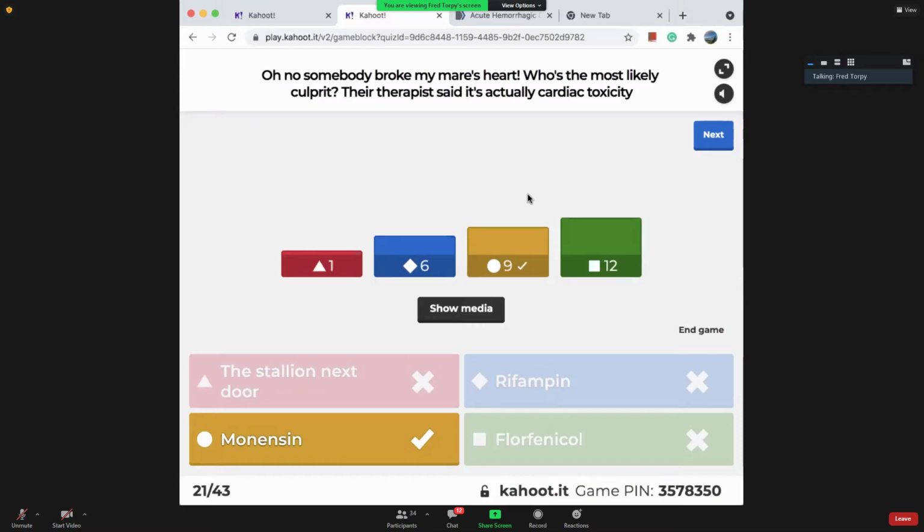But yeah, monensin, that's just a really common toxicity. Totally something she could ask. That's the most important thing to know about monensin for this exam, and that's in horses. It doesn't cause that in cows. It's a common feed additive.